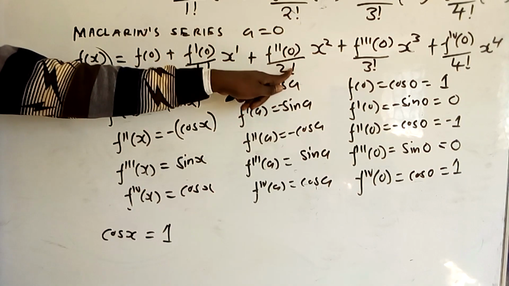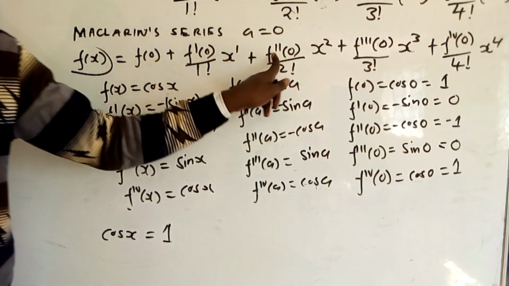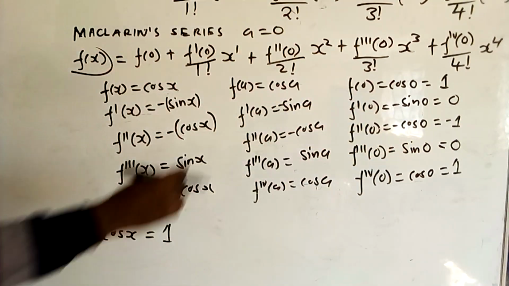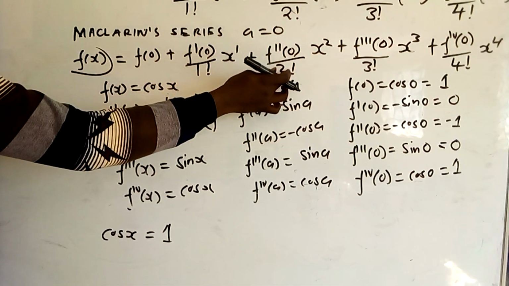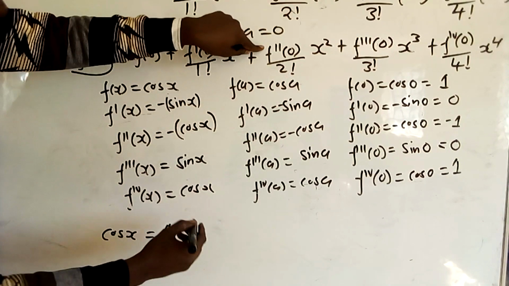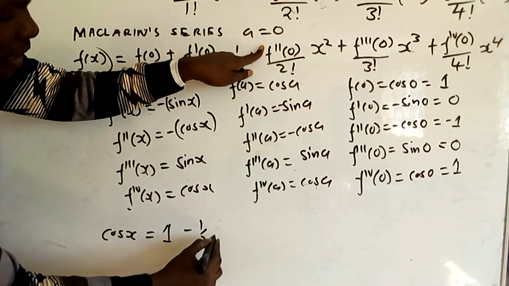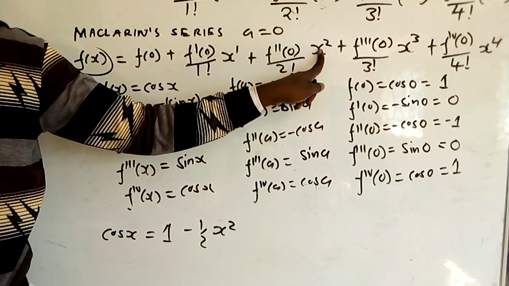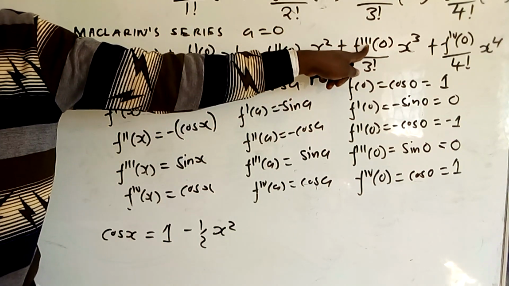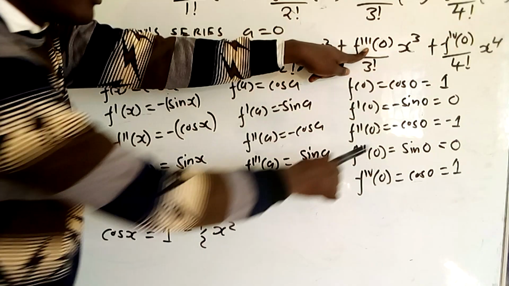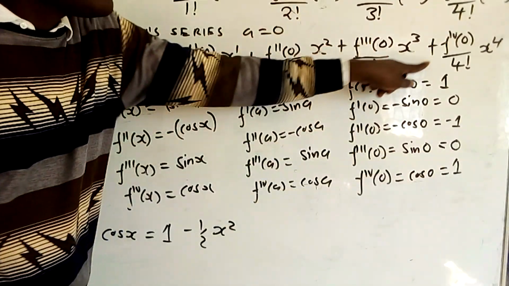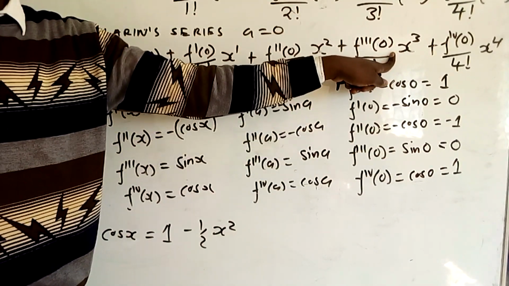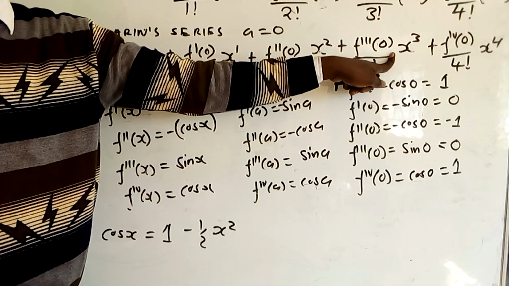Then you move to this one. F double prime of 0 is negative 1. So negative 1 divided by 2 factorial, so that one you're going to get negative a half. Then your x is squared. We are substituting. Tuko pamoja? Then you go here, f triple prime of 0 is 0, meaning the whole of this term is going to 0. Are you seeing that? Because 0 times everything is 0.